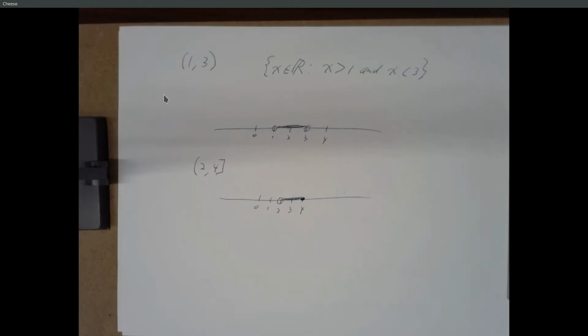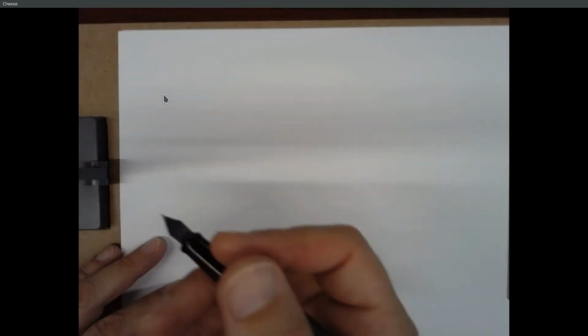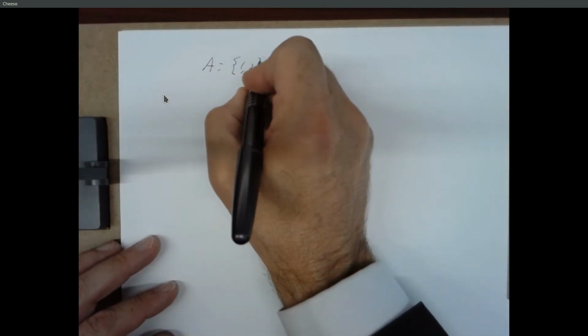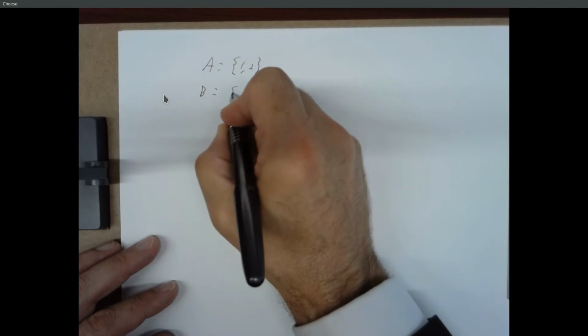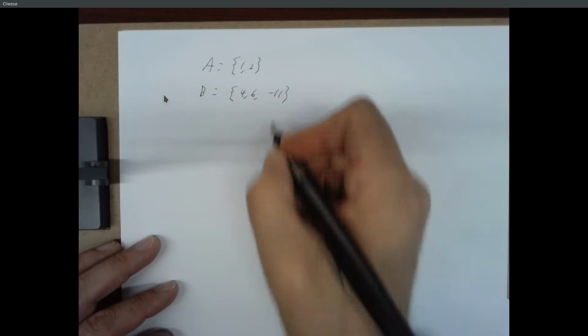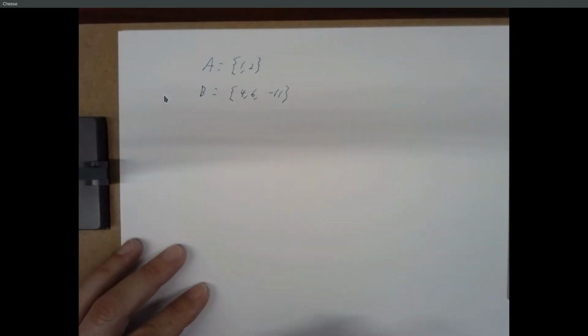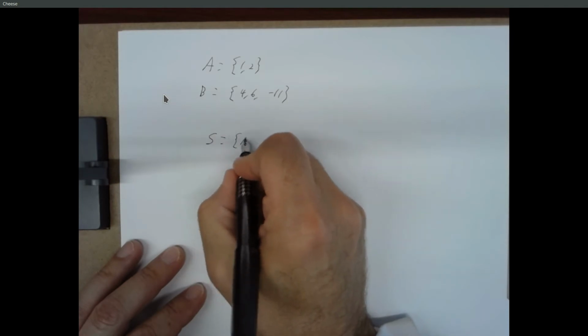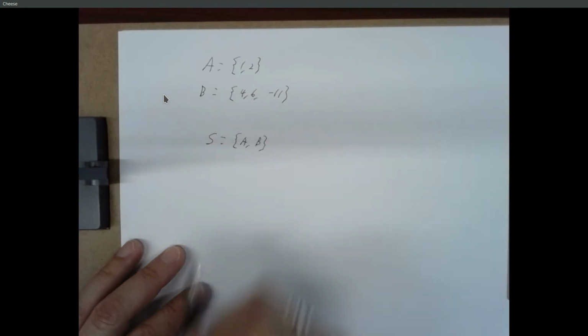All right, so question 5, describe a set S containing two other sets. And I saw a lot of different ways of doing this. Basically, define some sets. So A might be the set 1, 2, and B might be the set 4, 6, and -11. And if I want a set S that contains two sets, I could just say S equals the set containing A and B.